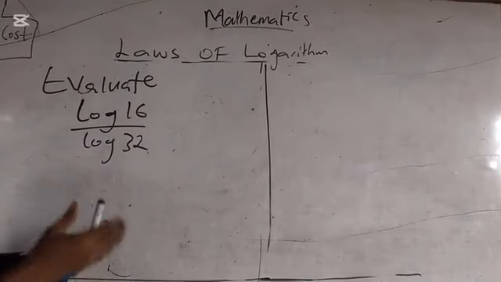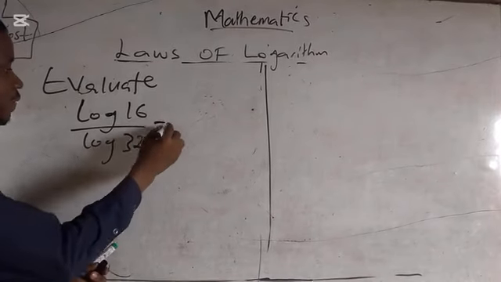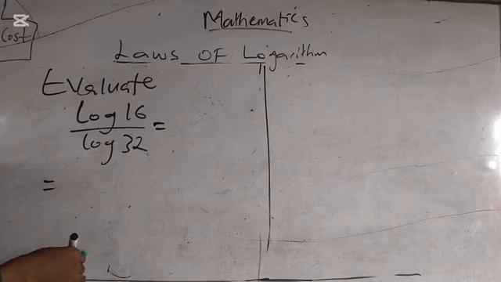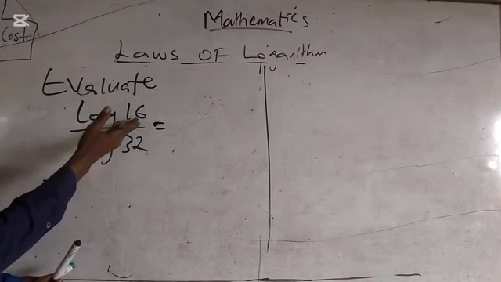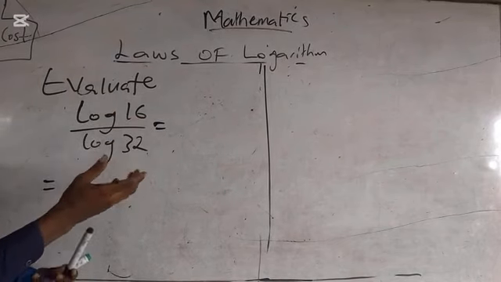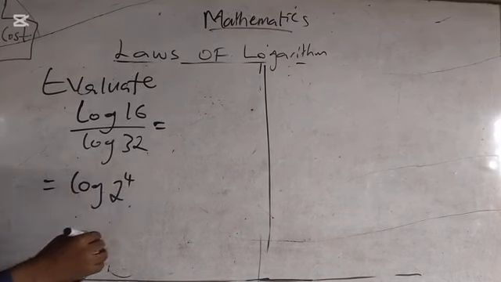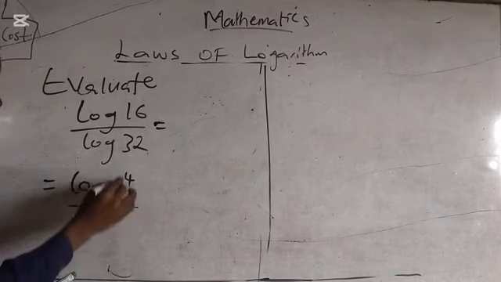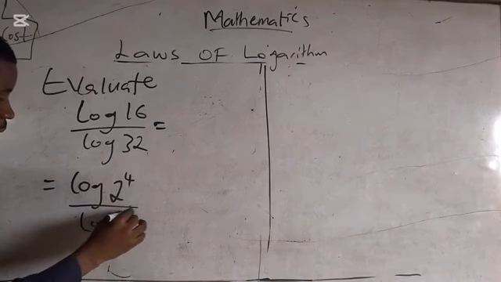So how do we simplify or evaluate this logarithm? It's very simple. Let me put the solution here. Now, how do I go about this? Firstly, let us try to break these values down, 16 and 32. You see, 16 is the same as 2 raised to the power of 4. Since 16 is the same as 2 raised to the power of 4, we can also break 32 to 2 raised to the power of 5.